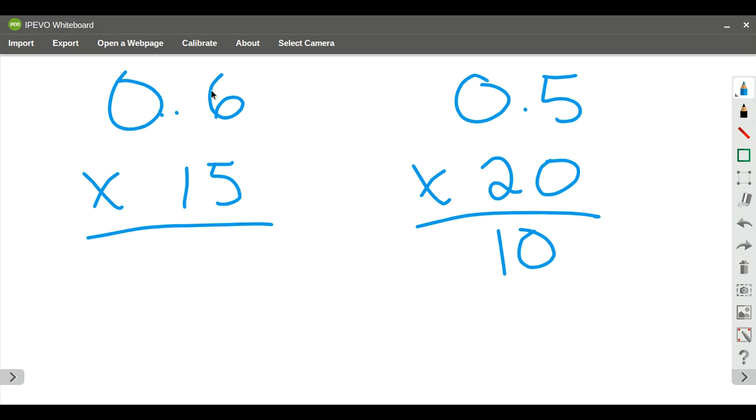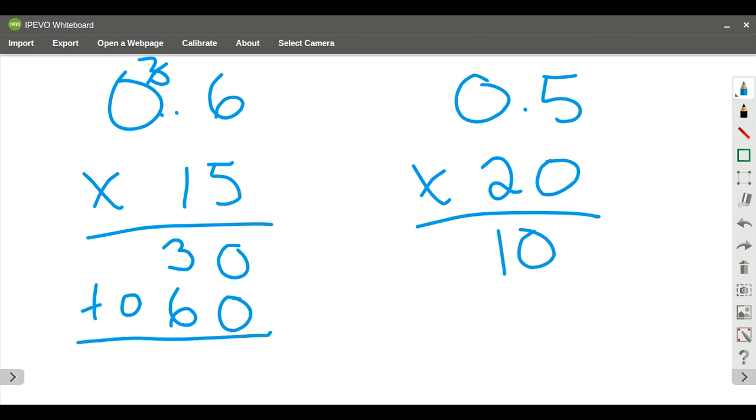Okay, now I'm going to multiply. Again, ignore that decimal and just treat it as 15 multiplied by 6. So 6 times 5 is going to be 30. So I'm going to put down my 0 and I'm going to regroup my 3. Then 1 times 6 is going to be 6, and 1 times 0 is going to be 0. Okay, so my answer that I have is 90.